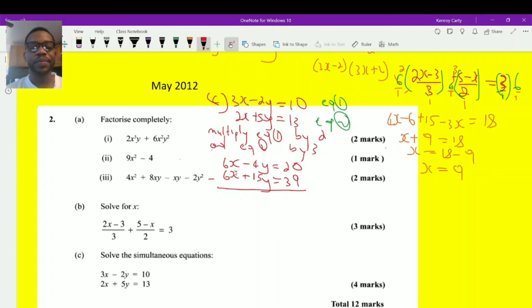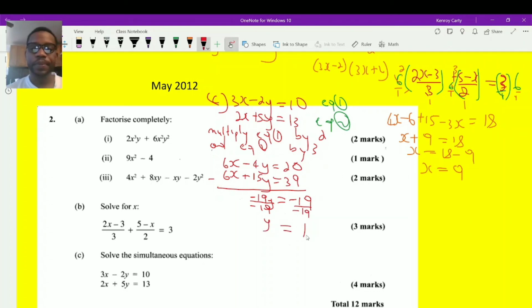6x minus 6x, that's dead. Negative 4y minus 15y. Now, you have to watch the signs carefully. You owe 4, owe 15. Negative 19y. 20 minus 39, negative 19. Not sure? Calculator will never fail you. Divide both sides by negative 19. So y is equal to positive 1.